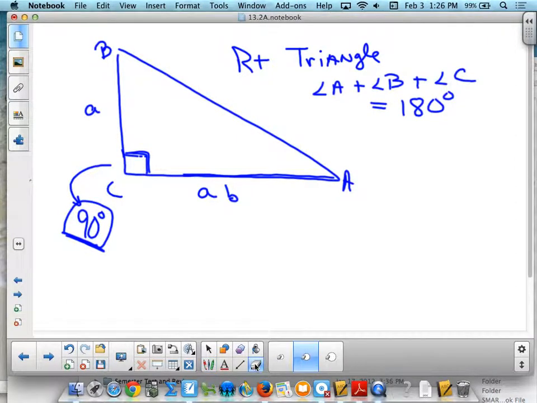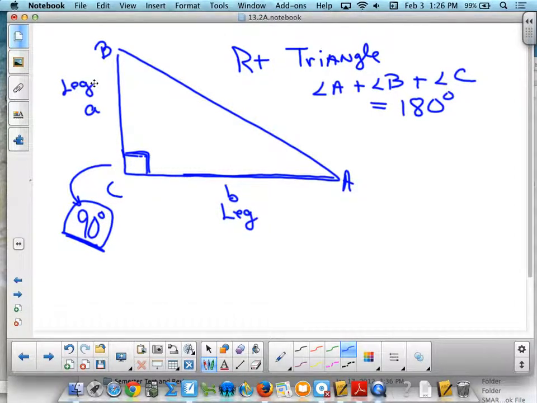Let me get rid of this. So you have two sides, A and B, that make up the right angle. These are also known as legs. This is a leg, this is a leg. The hypotenuse is always across from the 90. So you have a hypotenuse, a leg, and another leg. If this is angle B, opposite of B is side B. If this is angle A, opposite of angle A is side A. Now we're getting somewhere.